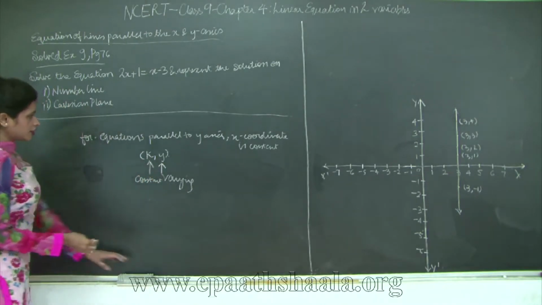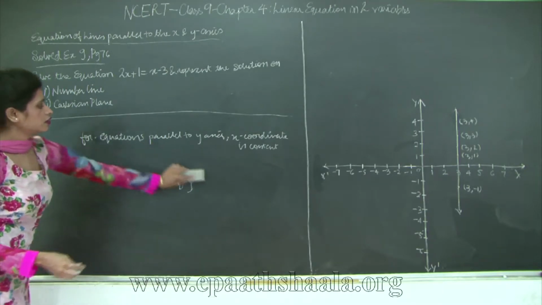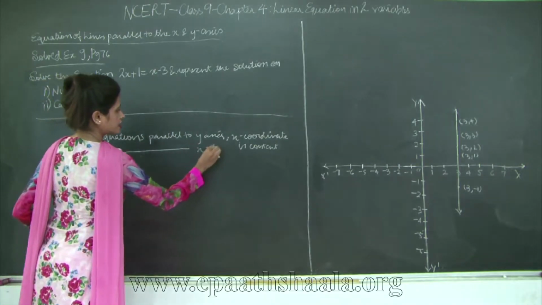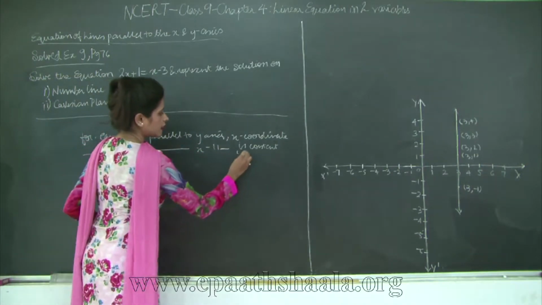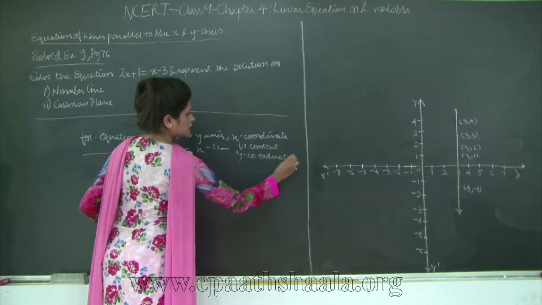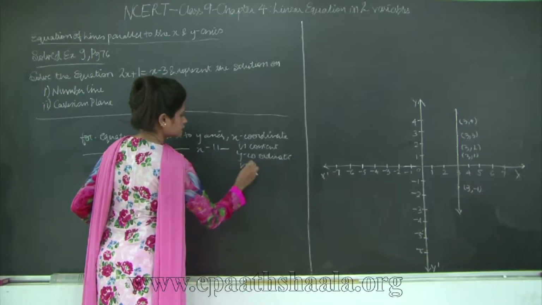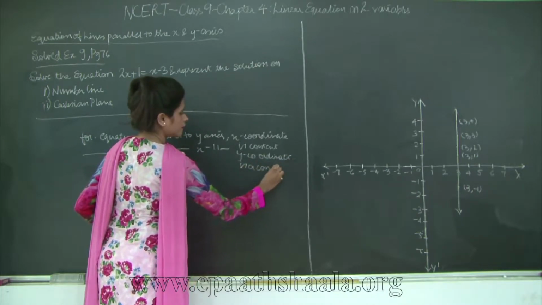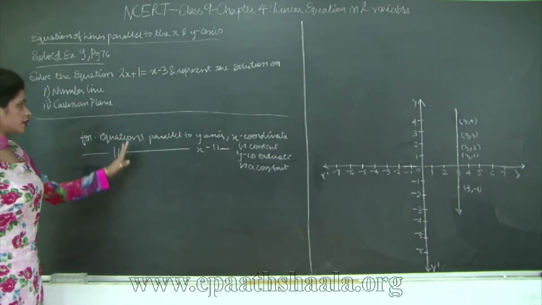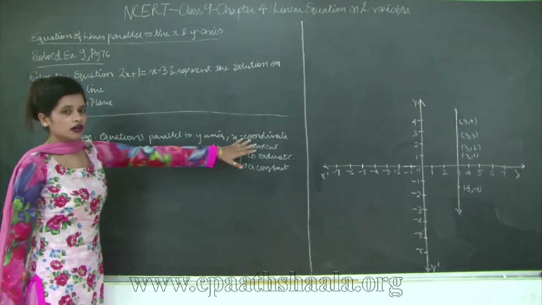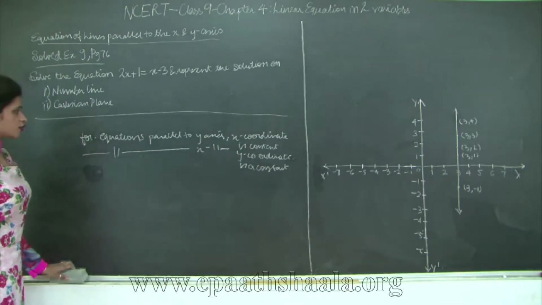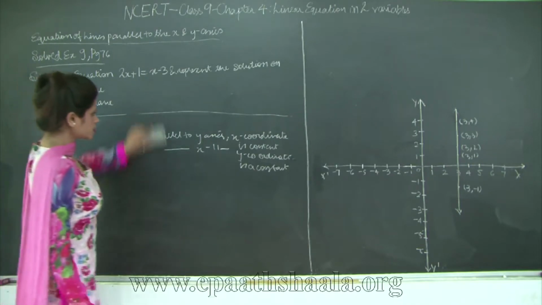Similarly, for equations parallel to the x axis, the y coordinate is a constant. Okay, so I hope you got a picture of the coordinates we will have for lines parallel to the x and y axis. Now we will see certain examples.